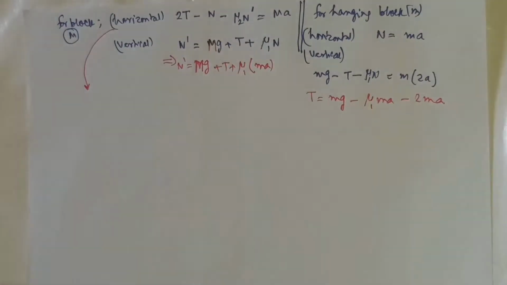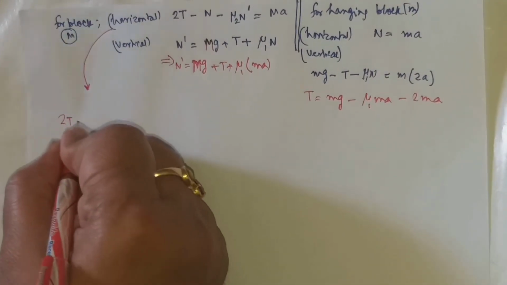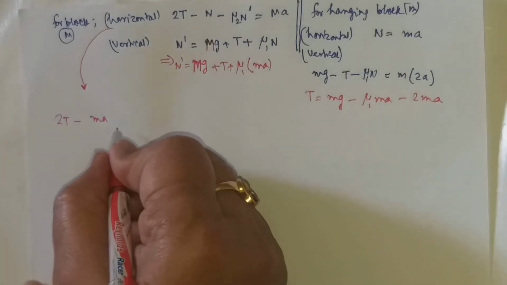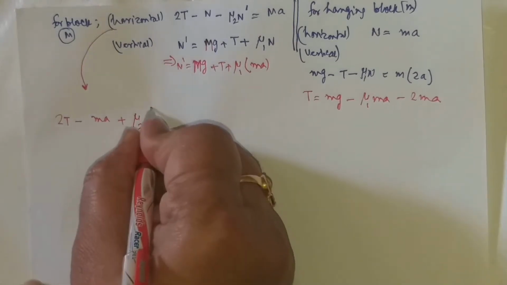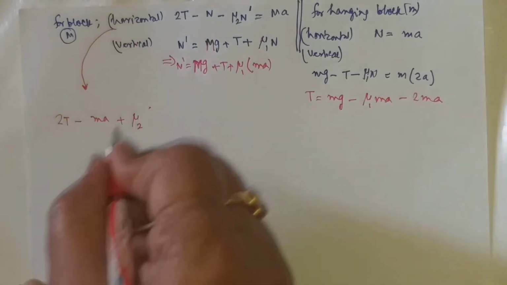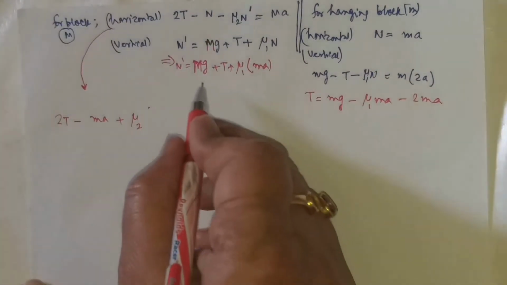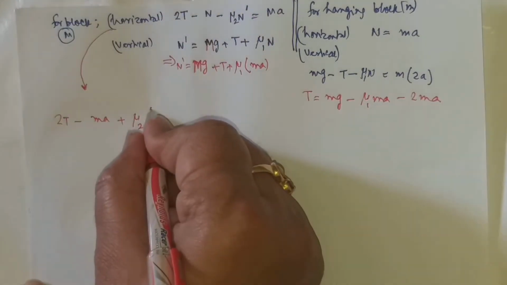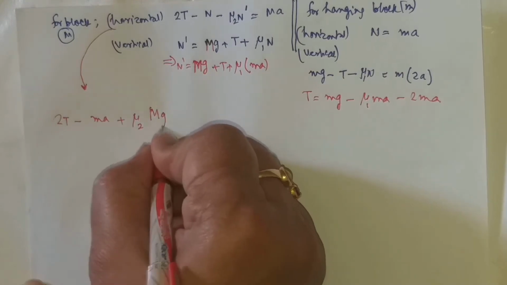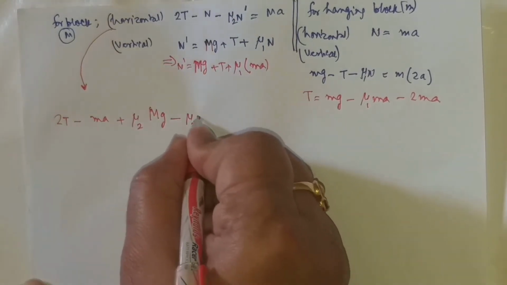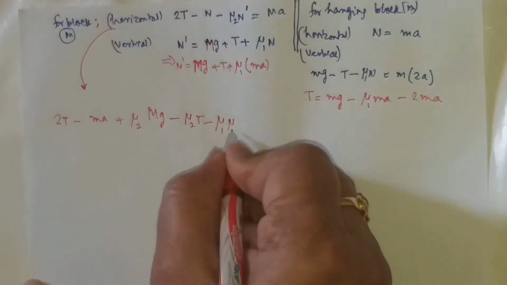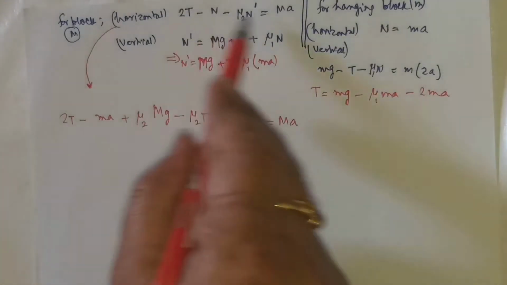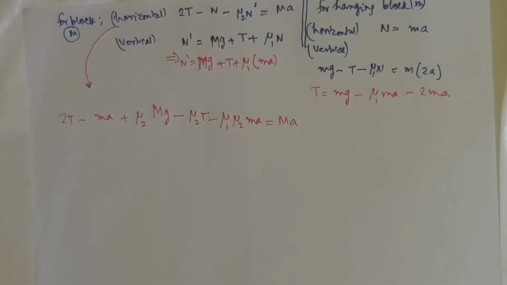What is there? It is 2T minus normal reaction N, N is Ma, and plus mu2 into N dash. What is N dash? N dash I am putting here, segregating all the terms, and we have mu2 into capital Mg minus mu2 into tension minus mu1 mu2 Ma is equal to capital Ma. I have simply written this, putting this value of N dash.